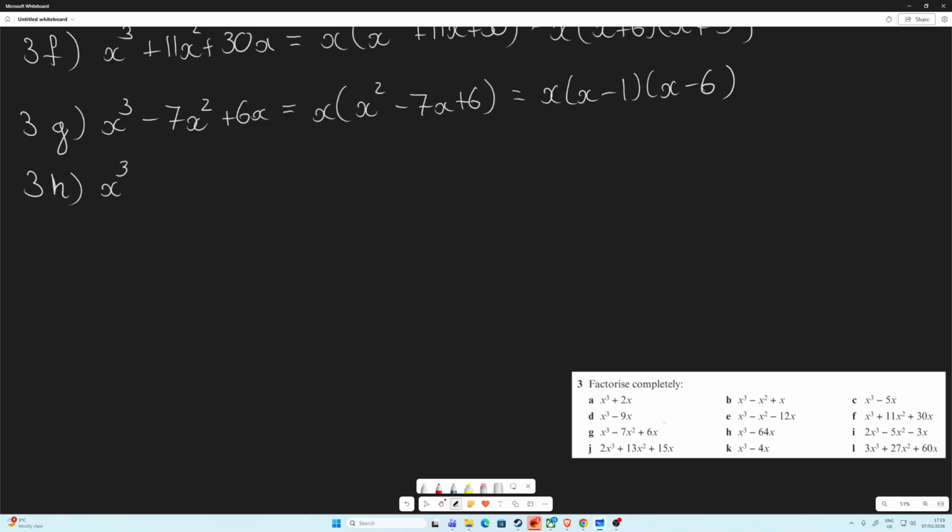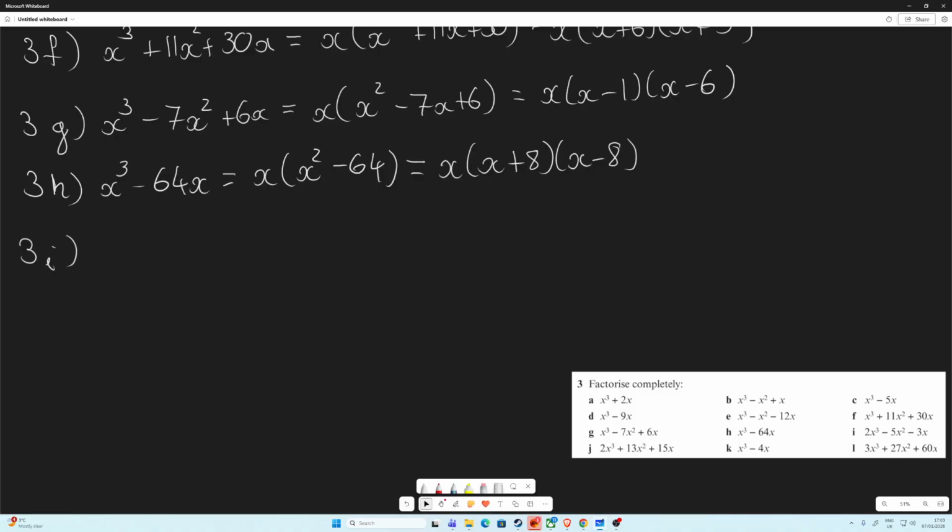X cubed minus 64x. Let's take x out, so that's x squared minus 64, which is a difference of two squares. So that's x into x plus 8, x minus 8.